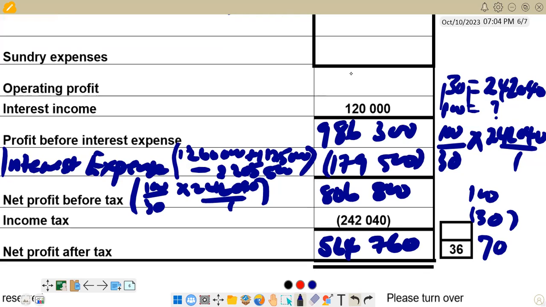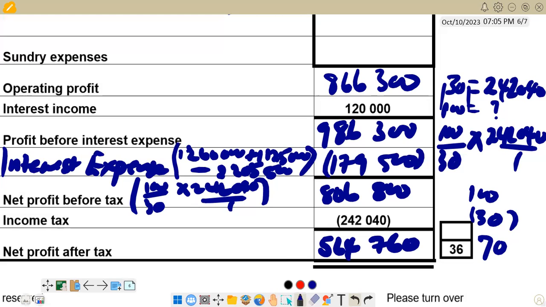Right. Then we now want to find this one. To find the previous one, we said this one plus this one. So to find this one, now we are saying this one minus this one. So if you do that, 986,300 minus, is it 120,000, you get 866,300. Right. So we go up.